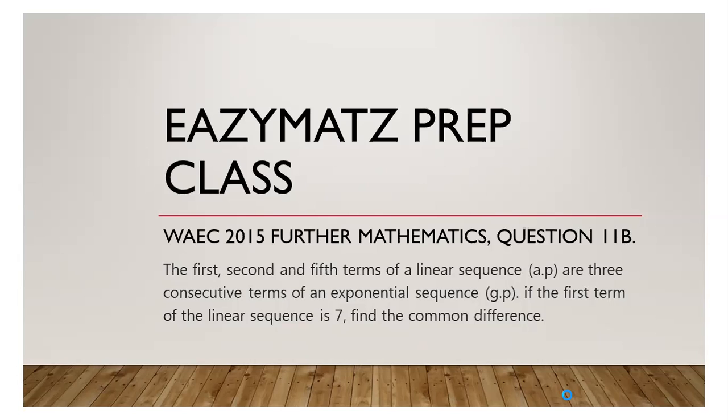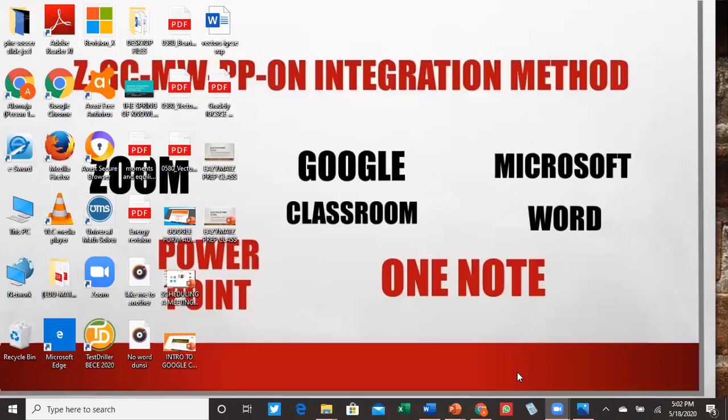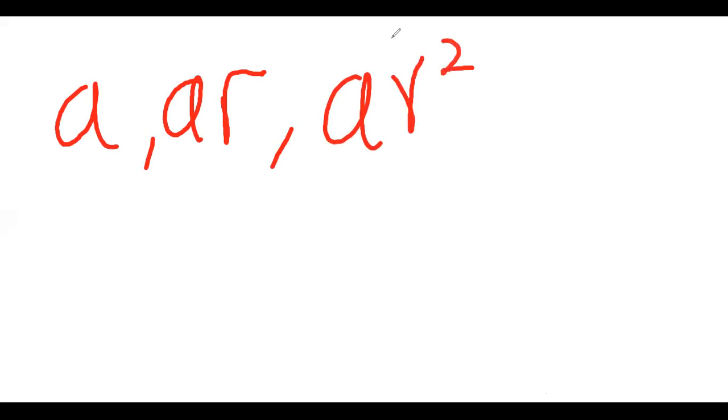So when we're talking about consecutive terms of an exponential sequence, that means something like this. Let me go to my whiteboard so we can really start solving. For a GP, we're talking about something like A, AR, and AR squared. This is an example of three consecutive terms of a GP, not necessarily in that arrangement, since we're not sure whether it's the first, second, or third. What we understand from the question is that the first, second, and fifth terms of the AP correspond to that arrangement.